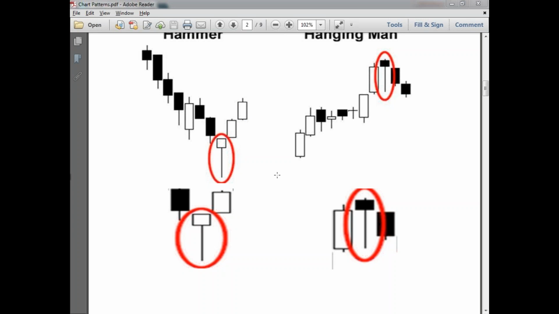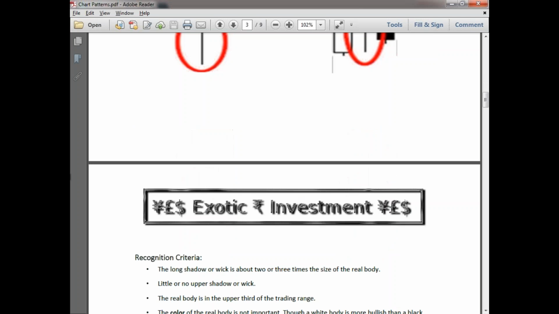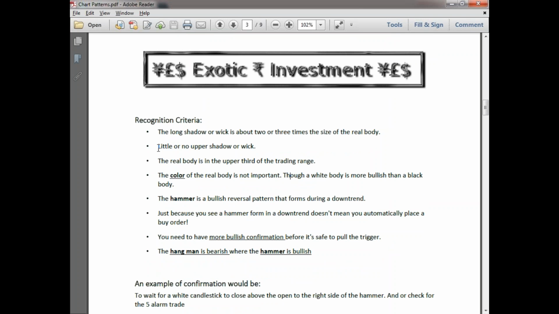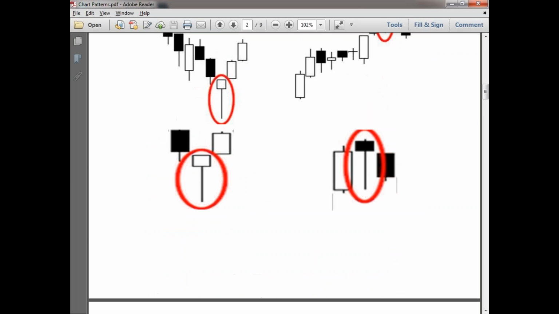And further we will see how to recognize the criteria. The long shadow or wick is about 2 or 3 times the real size of the body. So this should be long. This should be long enough to understand that it actually is a hammer.